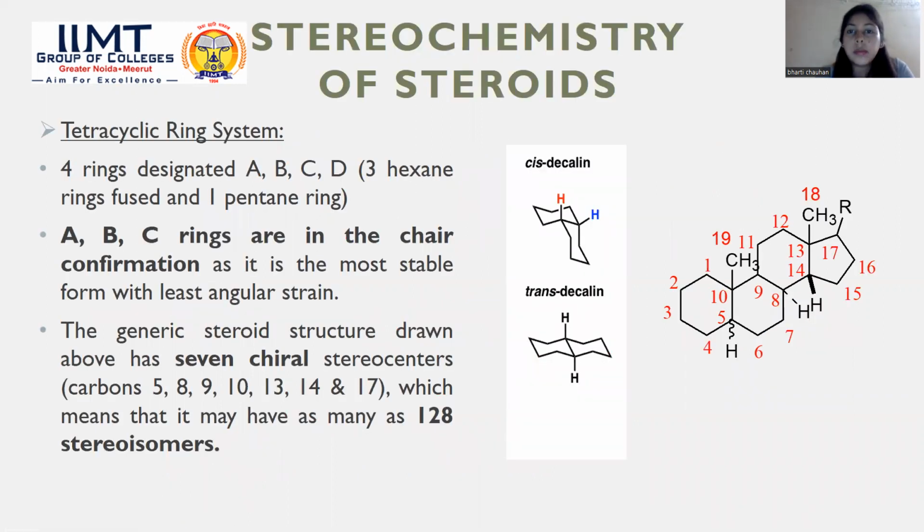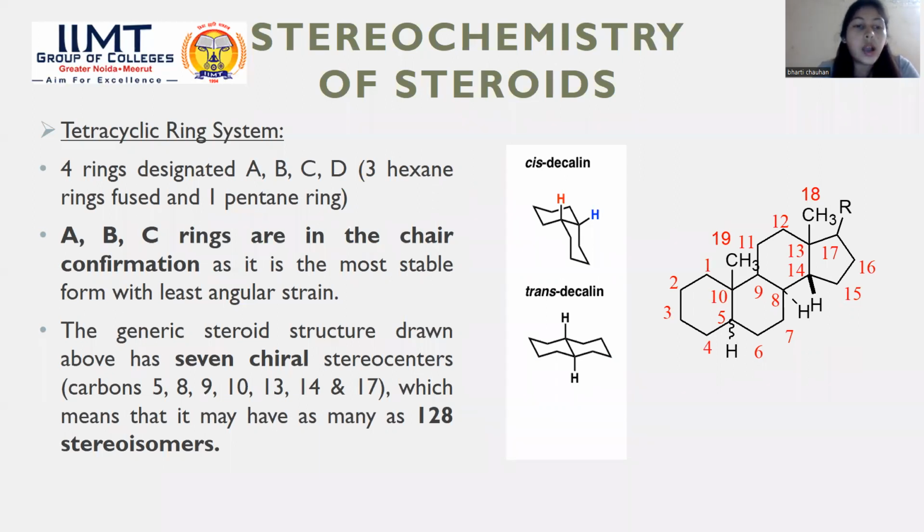Let's move on to the stereochemistry of steroids. Stereochemistry of steroids is very important. Why is it important? Because stereochemistry affects the biological activity of steroids, so it is more important to learn. There are two types of conformation, chair and boat. The chair conformation is more stable and has less steric hindrance, so all the cyclohexane rings exist in chair conformation.